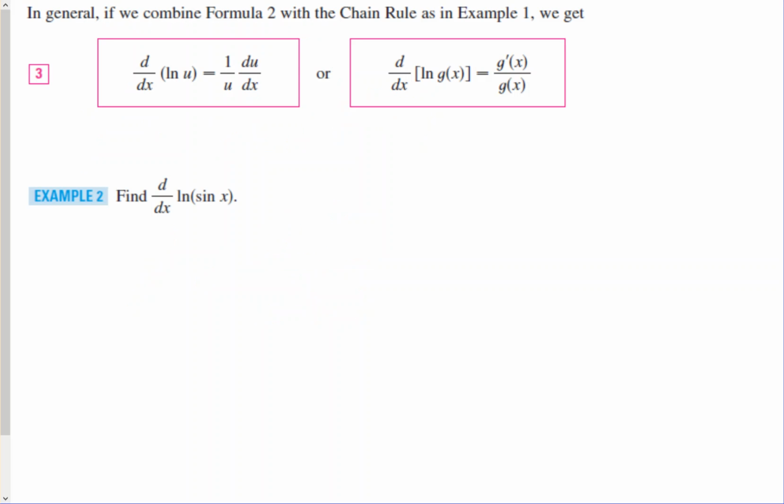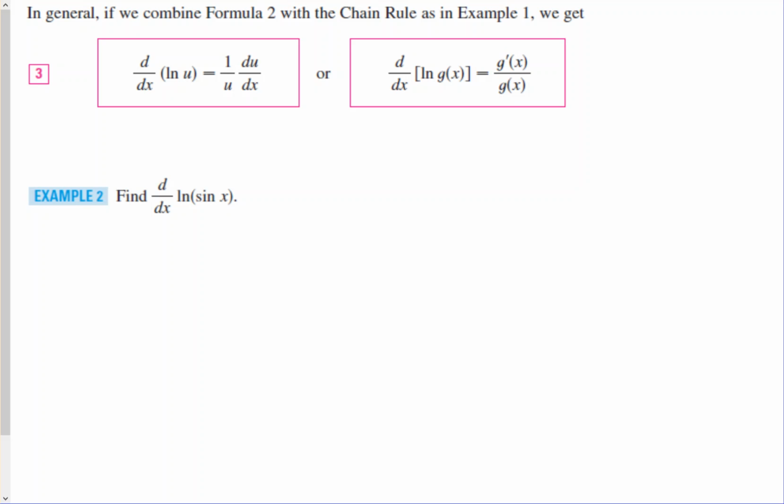So what does that tell us? When we take the derivative of natural log of u, we get 1 over u times du dx. And if you're using f of x, g of x notation, we would have g prime of x over g of x.